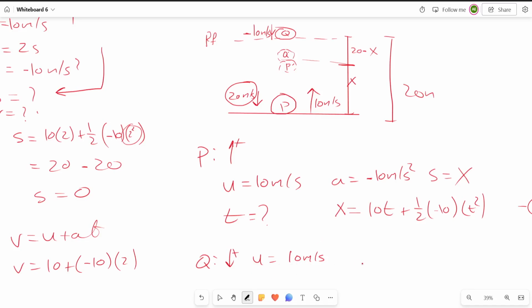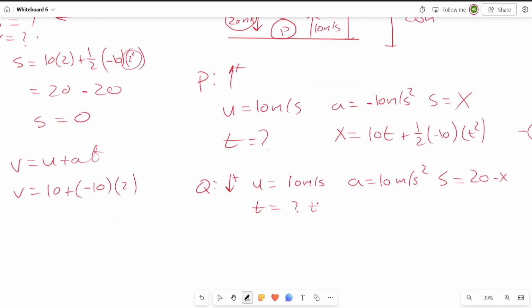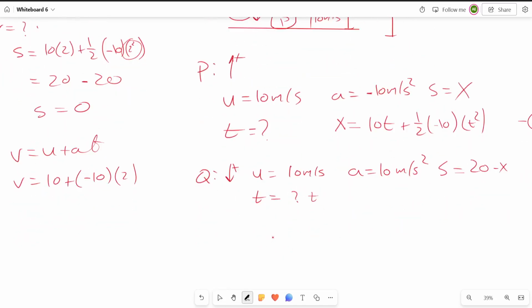Okay, so U is 10 meters per second, A is 10 meters per second squared, S is basically 20 minus x, because this is my S, and again T equals the same time at which they will collide. So I will use S equals ut plus half at squared. So S, which is 20 minus x, equals 10t plus half times A times t squared.